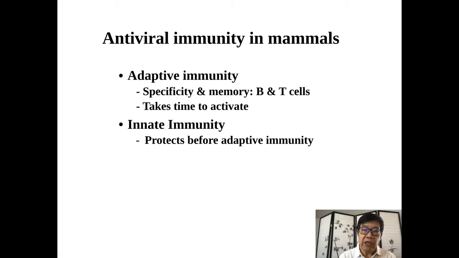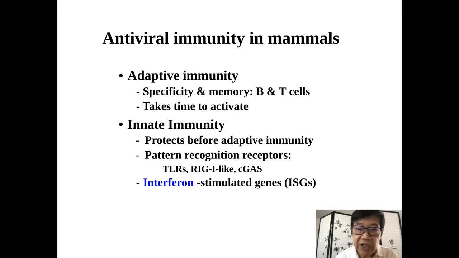Innate immunity includes those initiated by pattern recognition receptors, such as toll-like receptor, RIG-I receptor, cGAS, and so on. And innate immunity mechanisms often depend on the production and signaling of interferons, leading to the induction of interferon-stimulated genes to activate a broad-spectrum antiviral state.